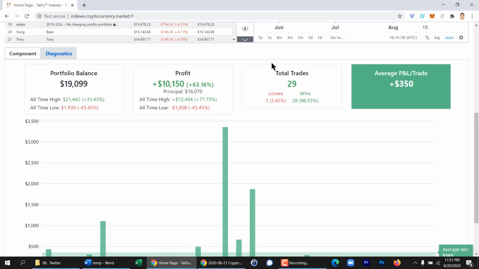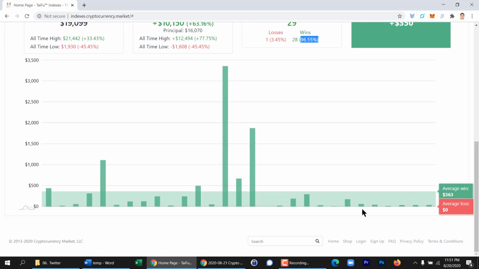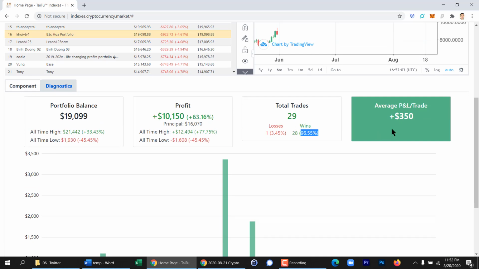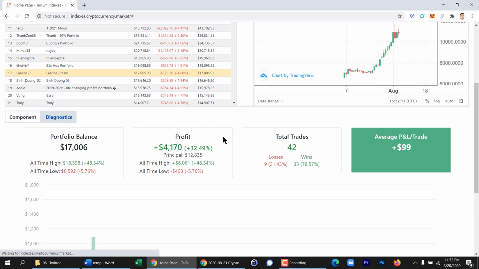Like I said, guys, anytime you see a high winning percentage like this and no red bars down here, you just know this trader doesn't even have an average loss. Okay, you would think that every time he trades, he's just going to make $350 a trade on average. But that's not the reality. The reality is this is just a new portfolio. So let's look at the next one.